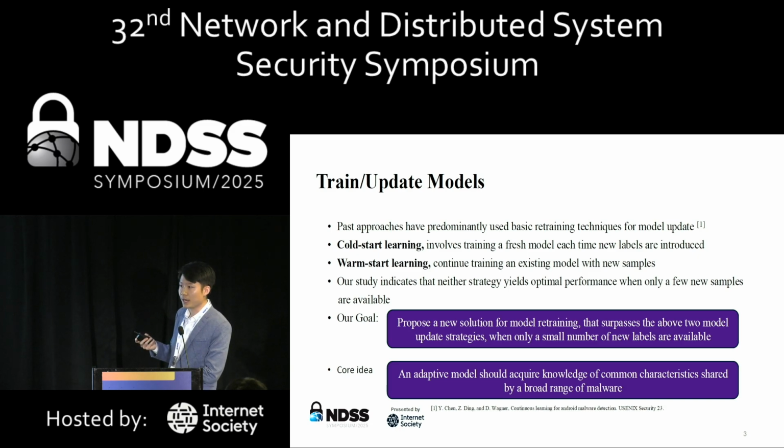The core idea behind our work is that an adaptive model should acquire the common characteristics shared by a broad range of malware. This allows the model to identify new malware families, even if they don't match the previously seen samples.